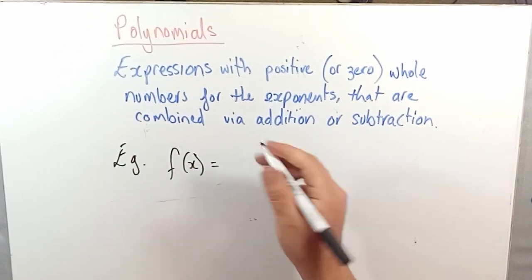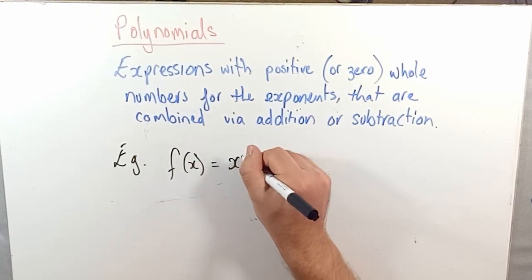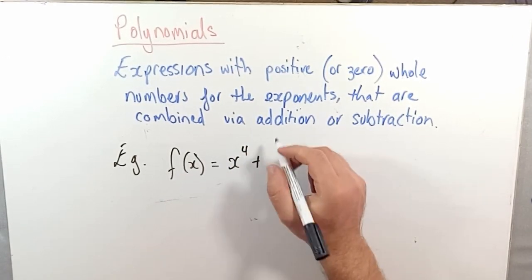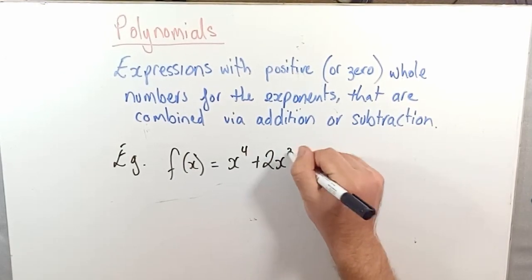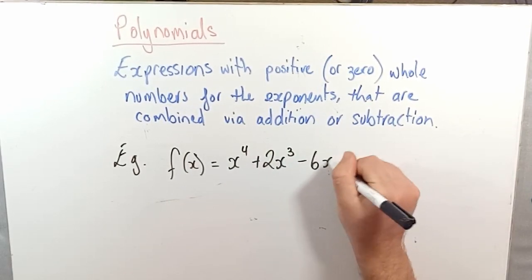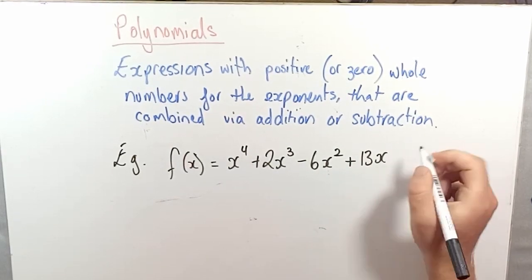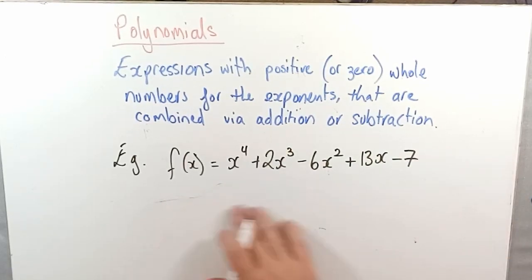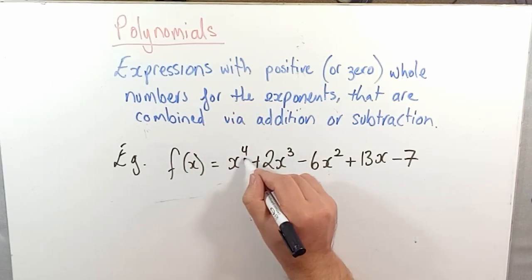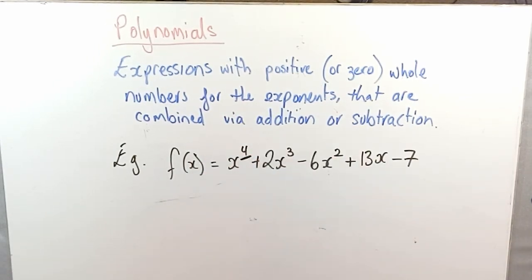So you might have a function f of x equals x to the 4 plus 2x cubed minus 6x squared plus 13x minus 7. For example, here we've got a quartic, so it's a quartic polynomial. It's of degree 4 because this is the highest power. So with the highest power, we call it degree 4, and then we've got all the other powers along there. That's what polynomials are. That's what they look like.